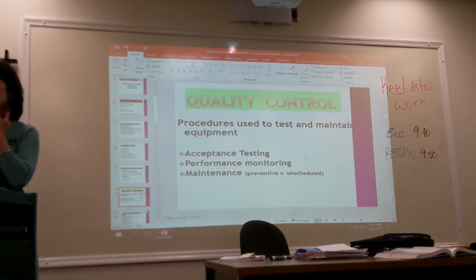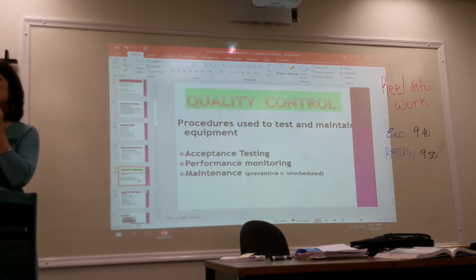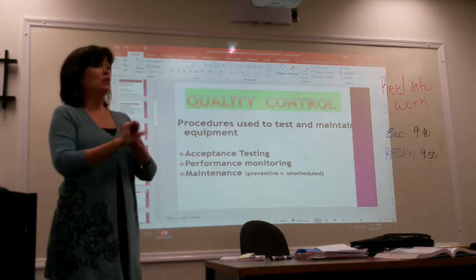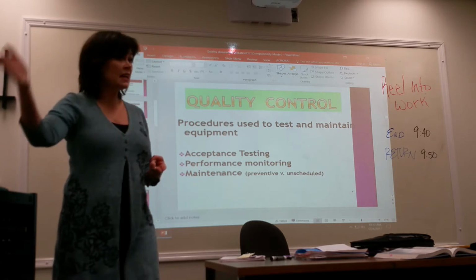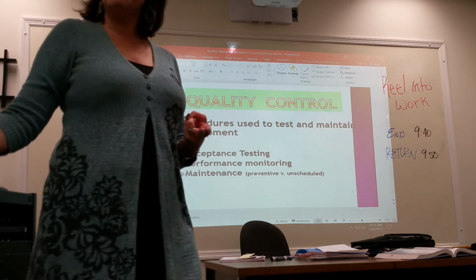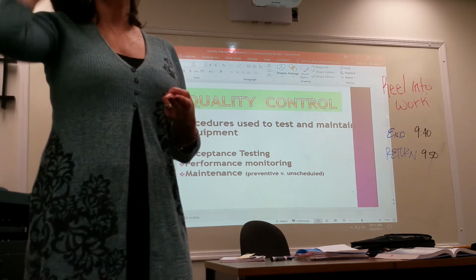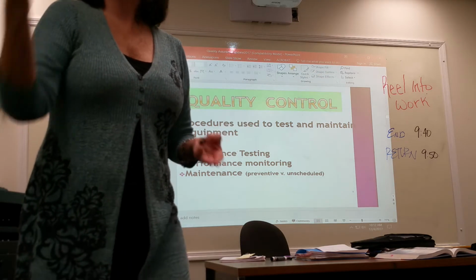What does quality control mean? Okay, when should equipment be tested? When do you test equipment? When you get it, and that's called acceptance testing. And then you have scheduled testing, so if it's yearly, semi-annually, whatever, that's your scheduled testing. And then when else should you test? After it's been fixed. When something's broken, it's fixed, and then you need to test it again.